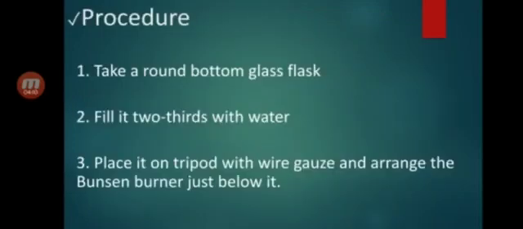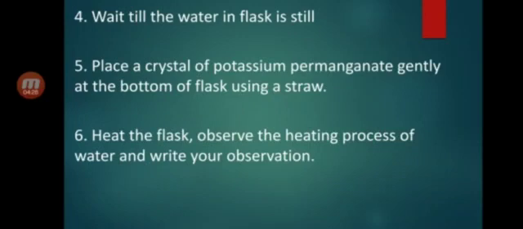Procedure: as shown in the diagram, take a round bottom glass flask, fill it 2/3 with water. Place it on tripod with wire gauze and arrange the Bunsen burner just below it. Wait till the water in the flask is still. Place a crystal of potassium permanganate gently at the bottom of the flask using a straw. Heat the flask. Observe the heating process of water and write your observation.